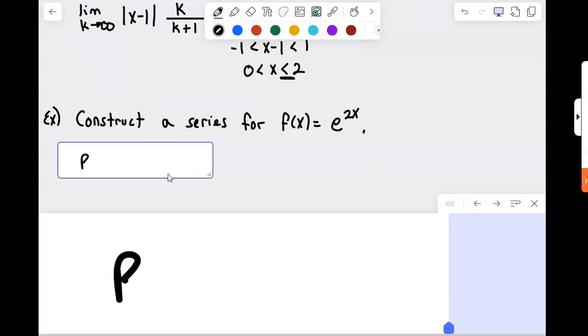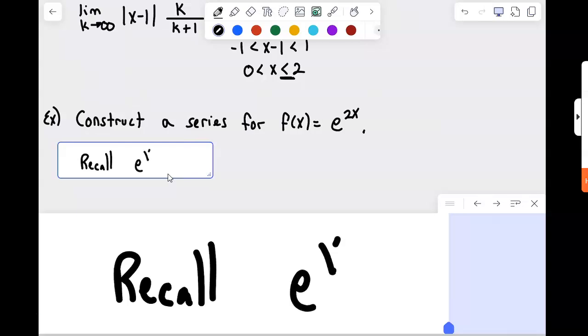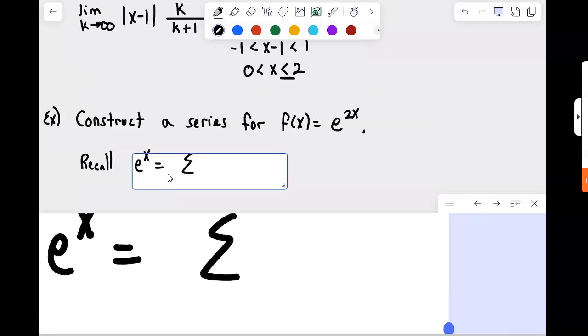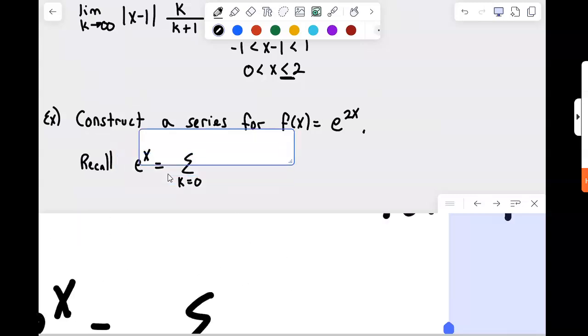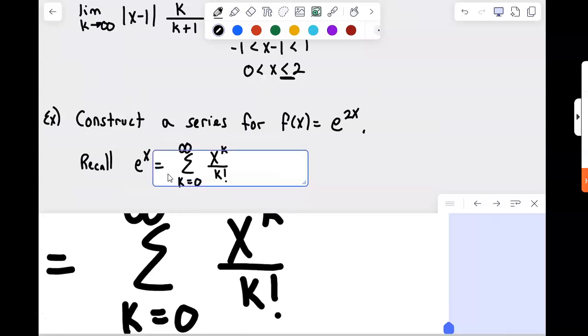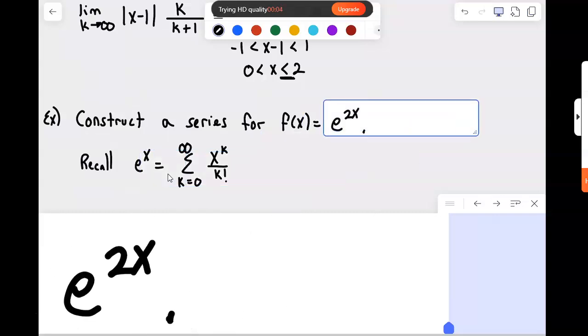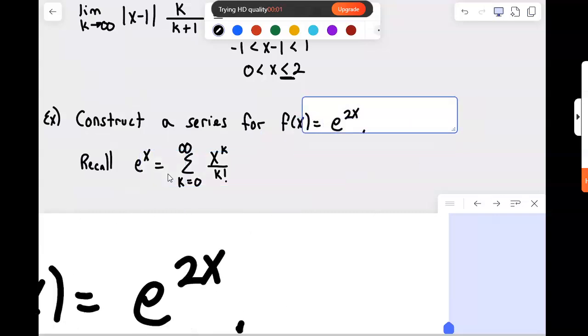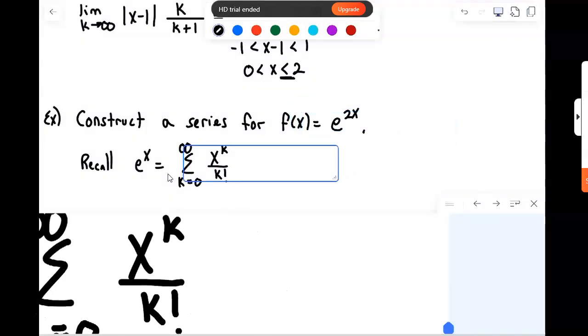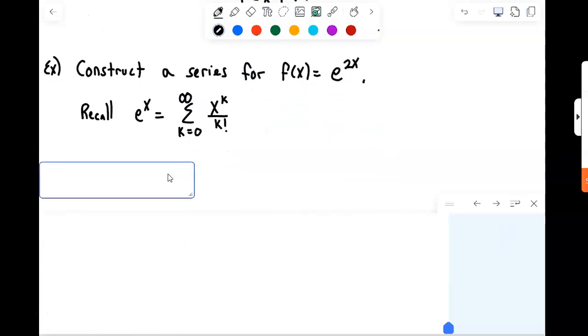So recall that e to the x was the series as k goes from 0 to infinity of x to the k over k factorial. Right? And recall from before that if we're plugging some expression, some polynomial, into that series, then we can actually just plug it into the series and work it out.